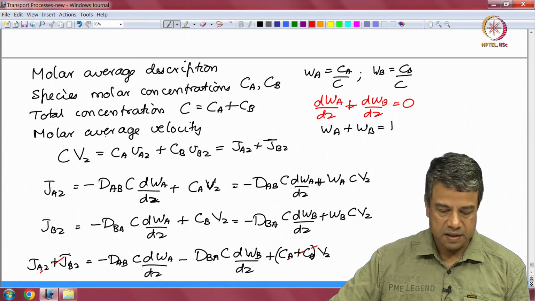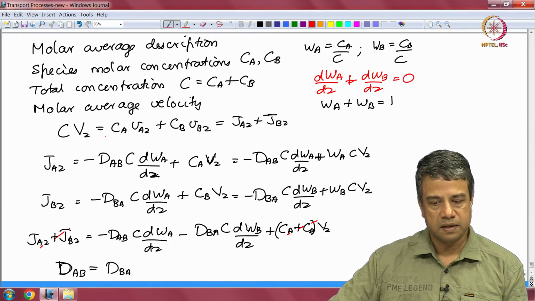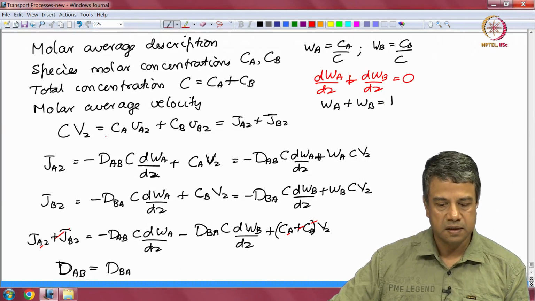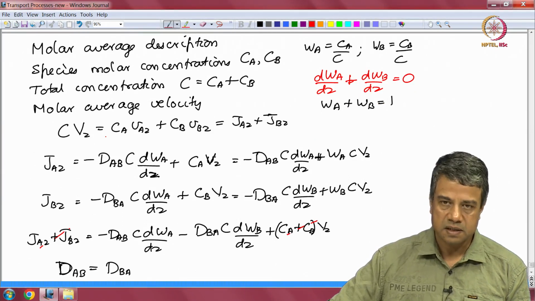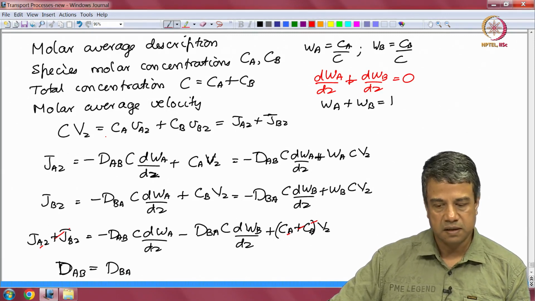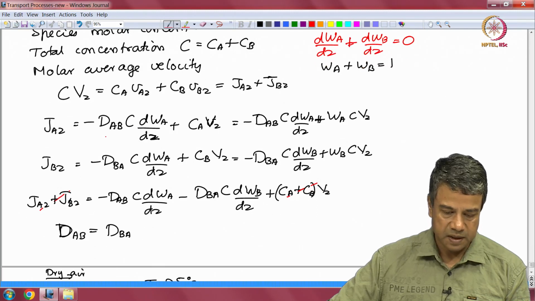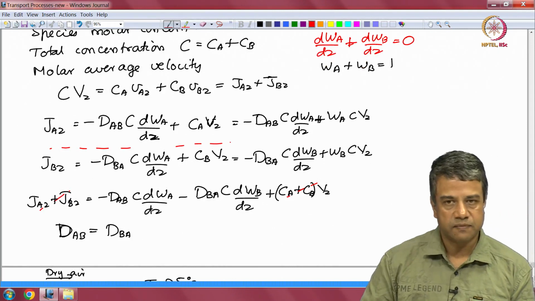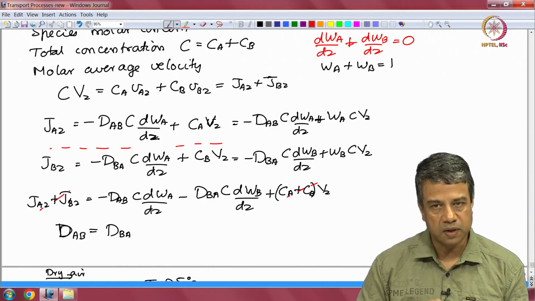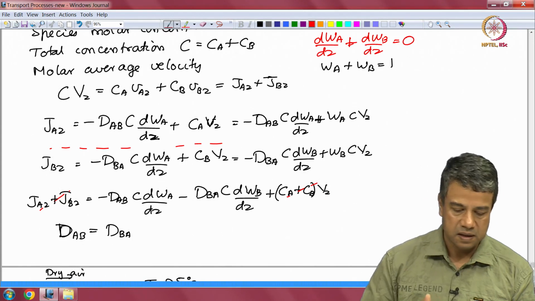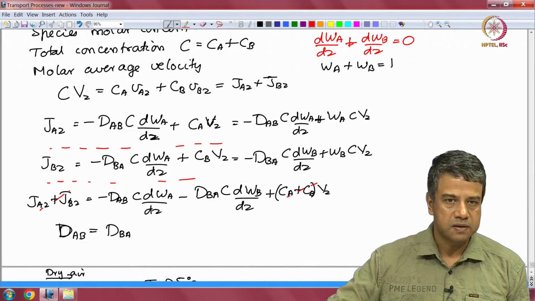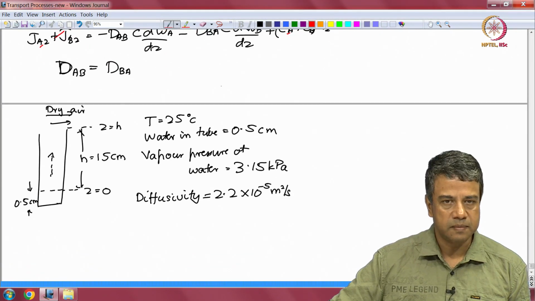And we had done the exact same thing for the molar average description. Capital letters are for molar average quantities, concentrations Ca, Cb, the sum of concentrations I have used C, and mole fractions Wa and Wb. The expression for the fluxes has the exact same form, except you substitute molar concentrations for mass concentrations and mole fractions for mass fractions. And this also satisfies the consistency condition DAB equals DBA.